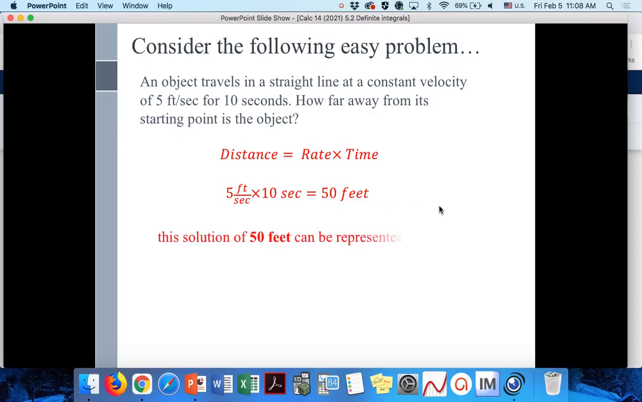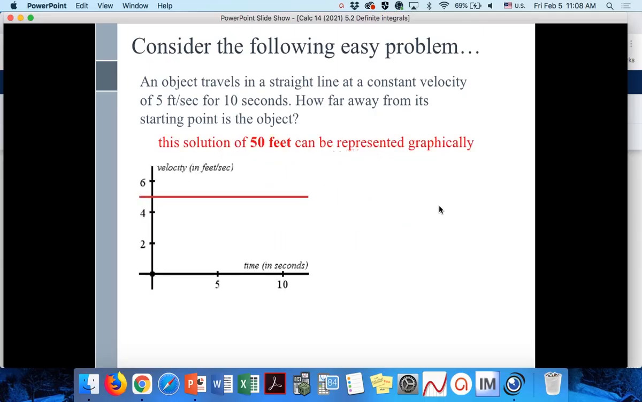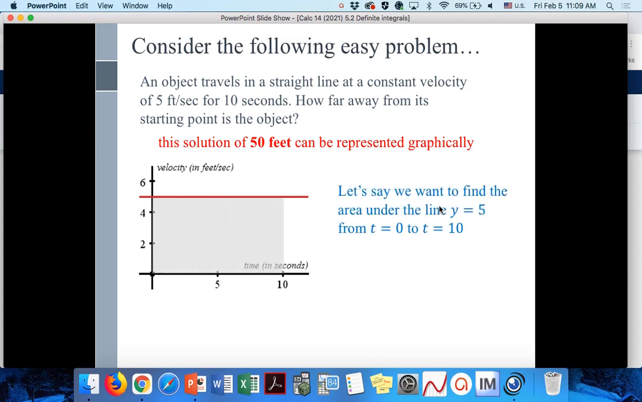So we can represent this situation with a graph. This is what's called a velocity time graph. Along the horizontal axis, we are measuring time in seconds, and along the vertical axis is the velocity in feet per second. Does it make sense that the red line would represent a constant velocity of 5 feet per second? If I go out to 10 seconds and draw a vertical line and shade that region, that gray shaded region would represent traveling for 10 seconds at a constant velocity of 5 feet per second.